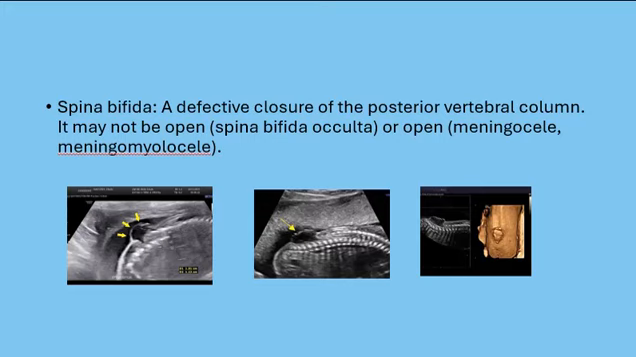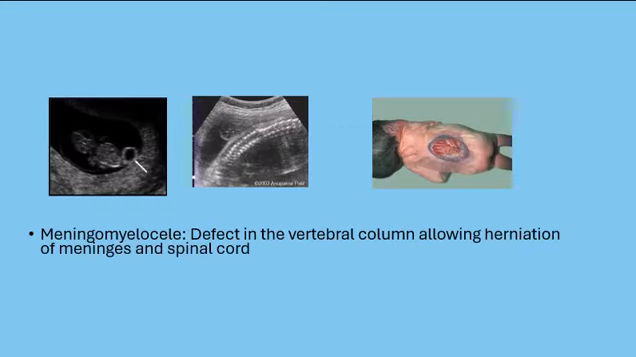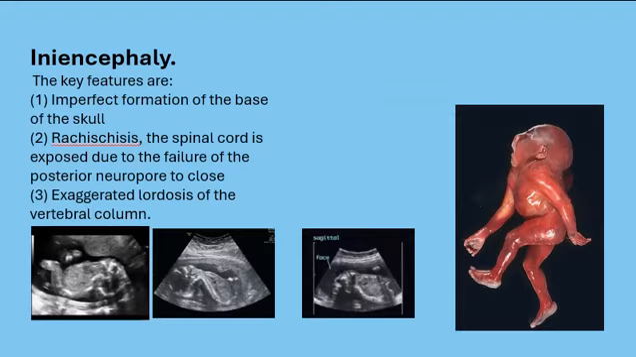Anencephaly. The key features are: 1. Imperfect formation of the base of the skull. 2. Rachischisis. The spinal cord is exposed due to the failure of the posterior neuropore to close. 3. Exaggerated lordosis of the vertebral column. Encephalocele. Herniation of brain through a skull defect.